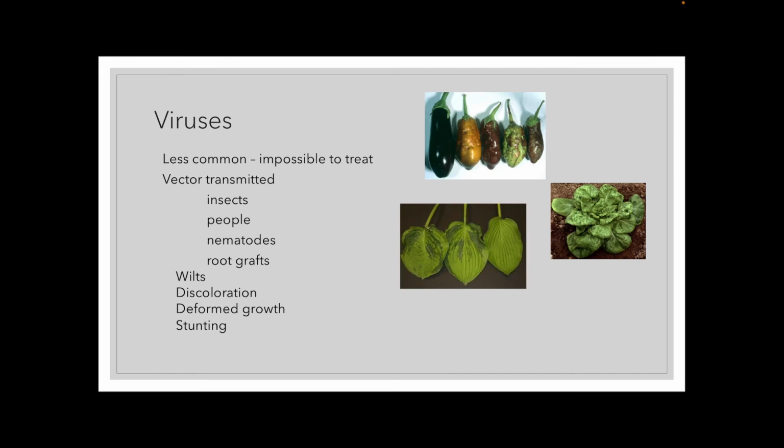Viruses are impossible to treat. There's nothing you can do about them if you get them. They are vector transmitted, meaning an insect or a person can transmit them. They can be transmitted from plant to plant if the roots are grafting underneath the soil. They usually cause really weird, funky things. So if you look at those eggplants at the top, the one on the left is a normal eggplant, and all of the other ones have a virus, and they do some really weird things.